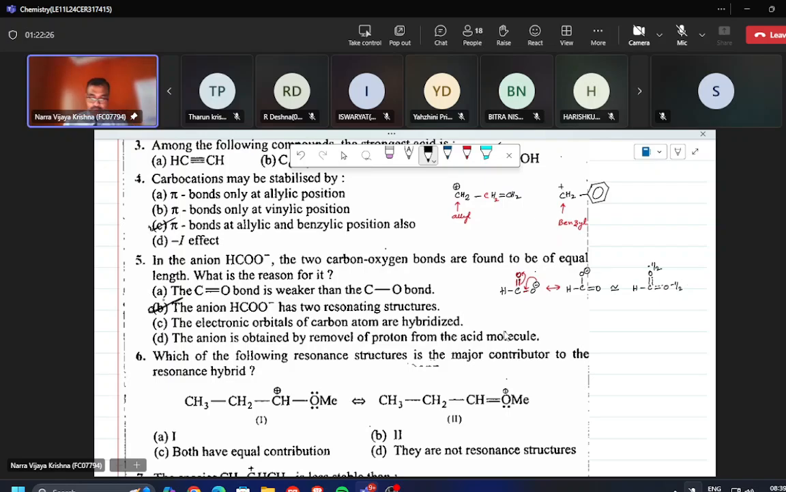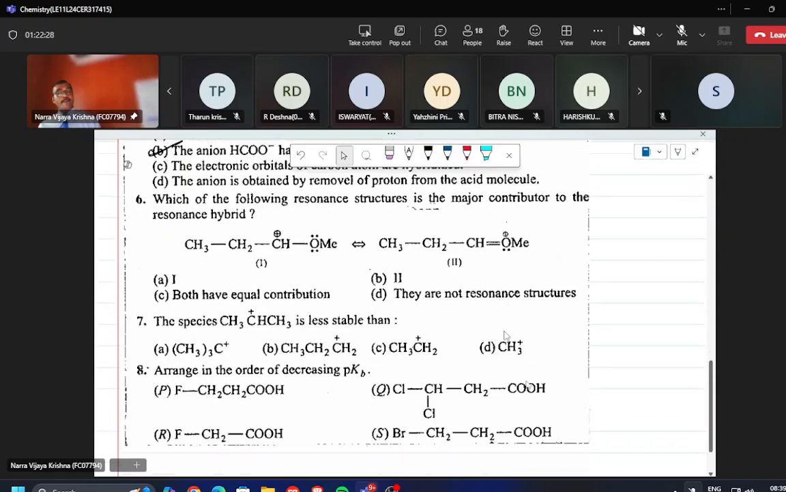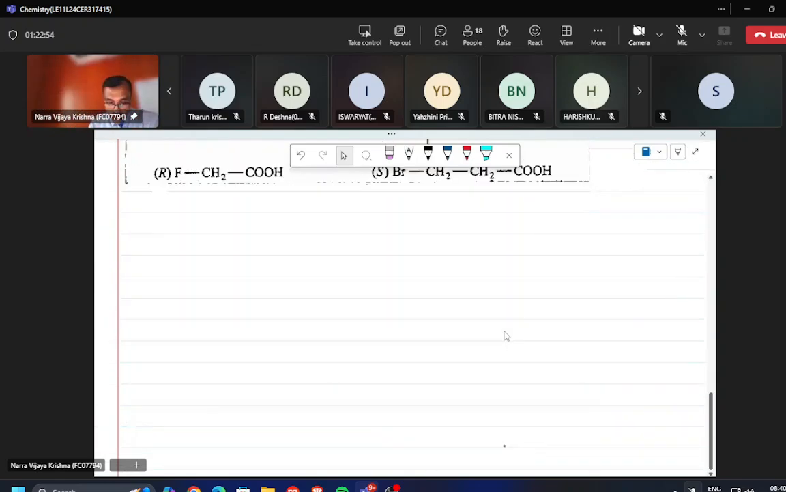Next, question number 6. Which of the following resonance structures is the major contributor of the resonance hybrid? They are talking about resonance, right? Resonance means delocalization of pi electrons gives a different structure, right? First, I will give some basic principles of resonance. Before starting resonance, the fundamental rule.